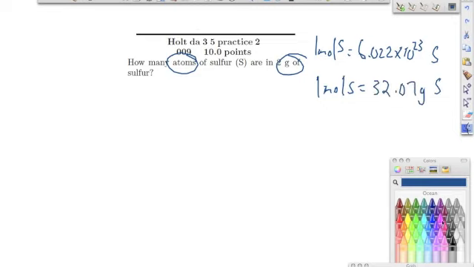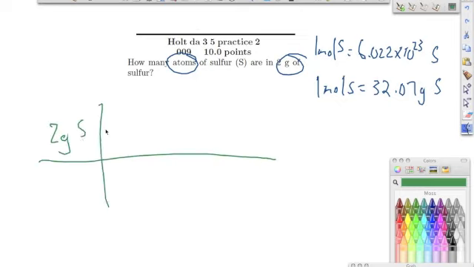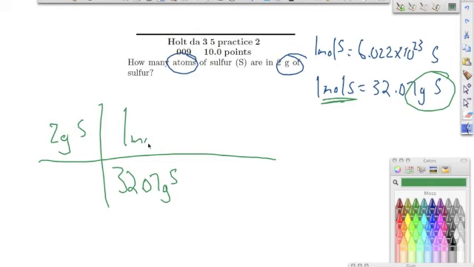Now remember we start with the number in the problem. So we start with our 2 grams of sulfur and set it up. And since grams is on the top, we look over here. This is the unit that says grams, so we put that on bottom. We put 32.07 grams of sulfur. Put the other half of the conversion factor on top, 1 mole of sulfur. And remember, once we use a conversion factor, it goes away.